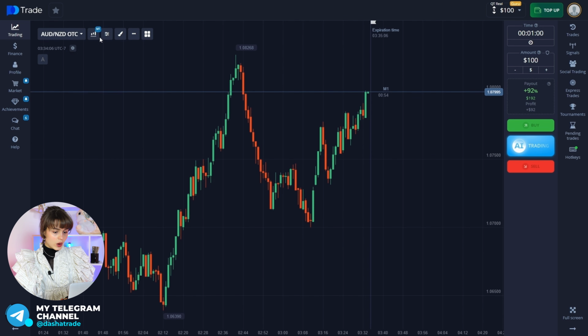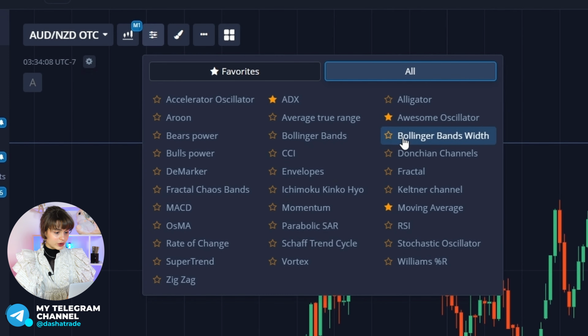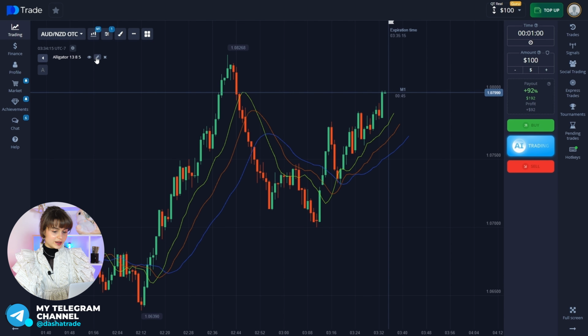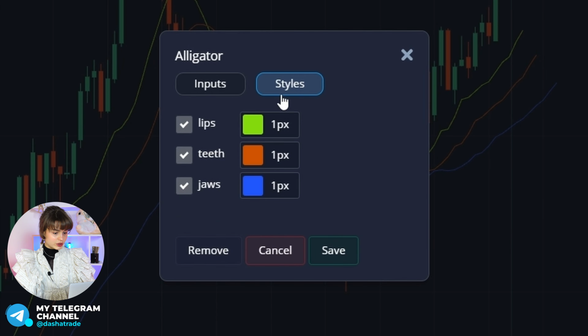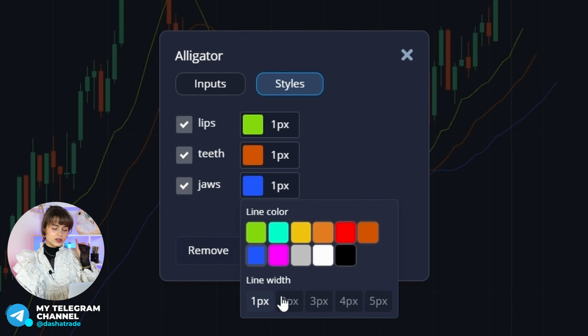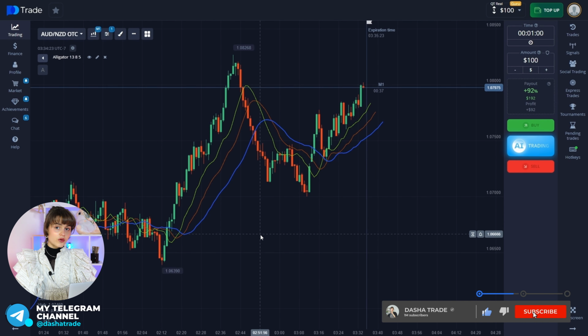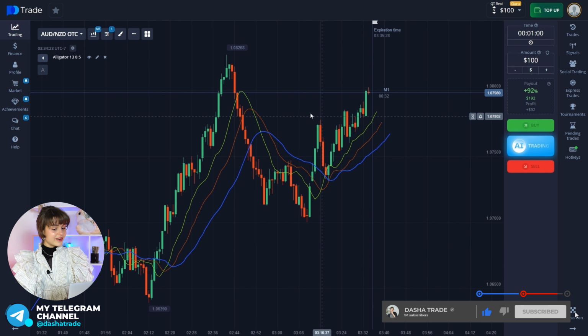Enjoy! Okay, we're going to apply this indicator on the chart. We open the left upper corner indicators and apply Alligator. And then we open the indicator's inputs, here we choose styles, and we add an extra pixel to the last line, so this line is clearer for us. Then let's figure out how to earn with this indicator.